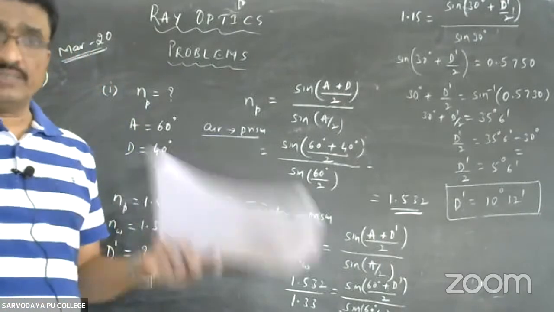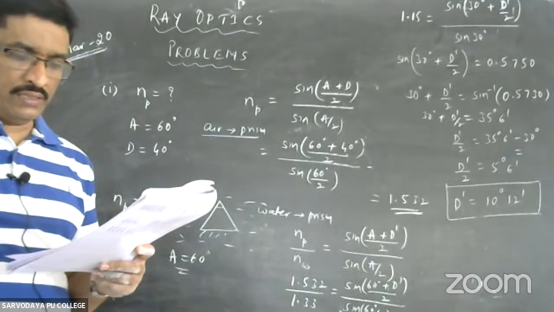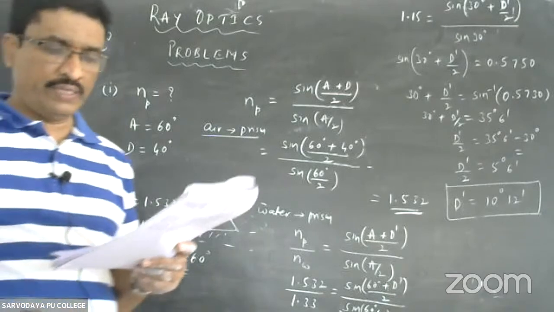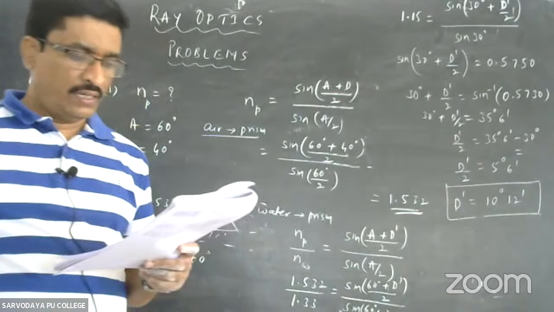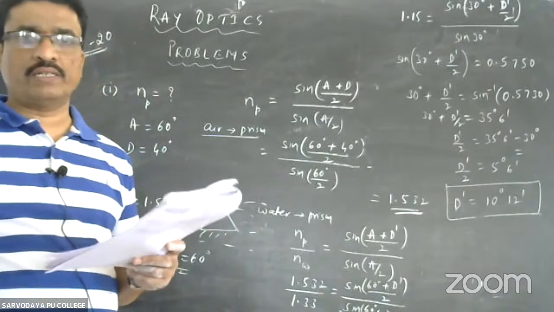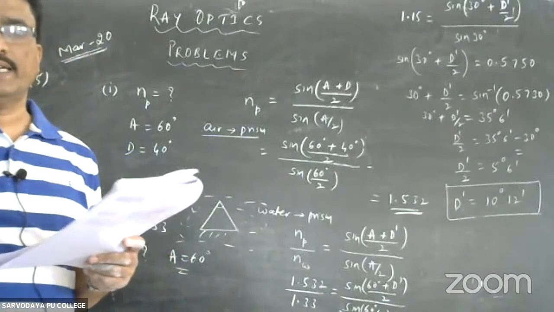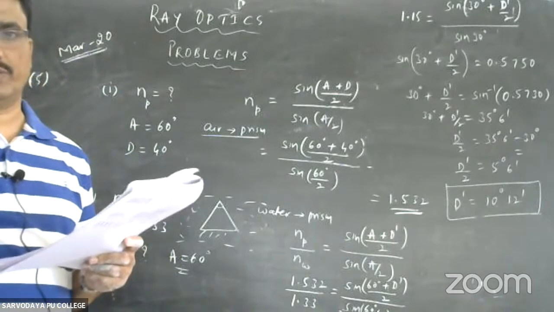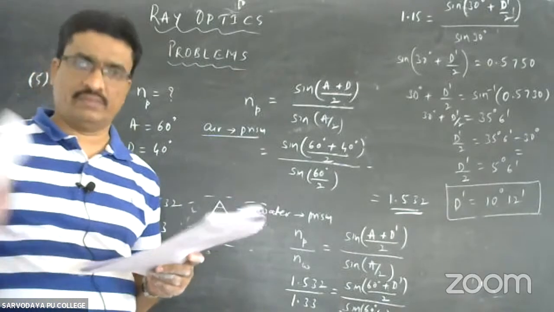First of all, you have to understand the problem. We have been asked to find out the angle of incidence that is required at the first face of the prism, whose refracting angle is 60 degree, and the ray must undergo total internal reflection at the other face. Okay, it has to undergo total internal reflection. That means it should not emerge out of the second refracting face.